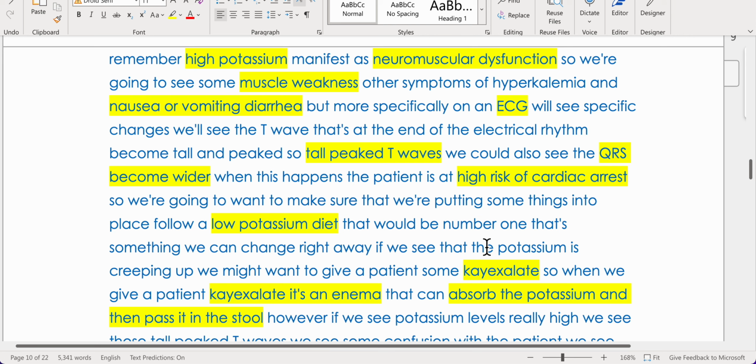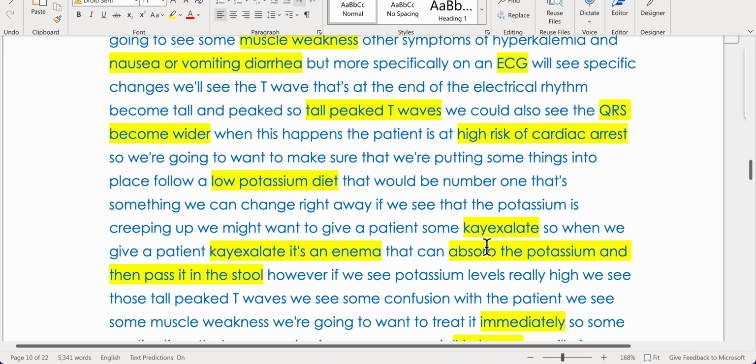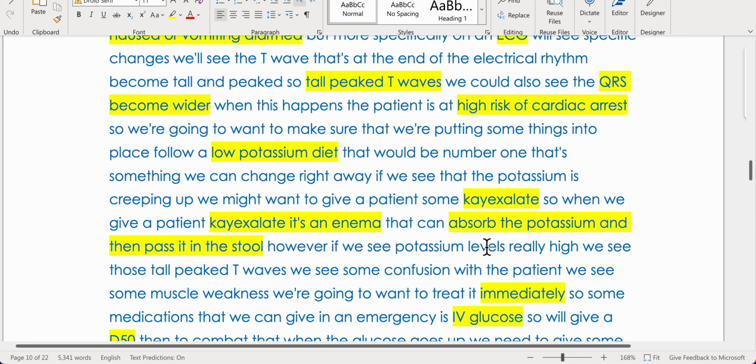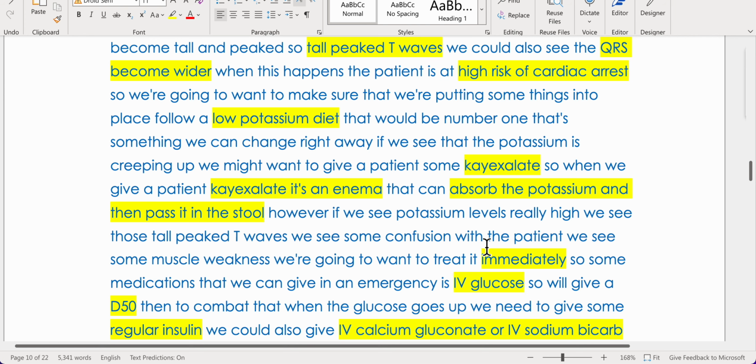So when we give a patient K-exalate, it's an enema that can absorb the potassium and then pass it in the stool. However, if we see potassium levels really high, we see those tall peaked T waves, we see some confusion with the patient, we see some muscle weakness, we're going to want to treat it immediately. So some medications that we can give in an emergency: for glucose, we'll give D50 to combat that.